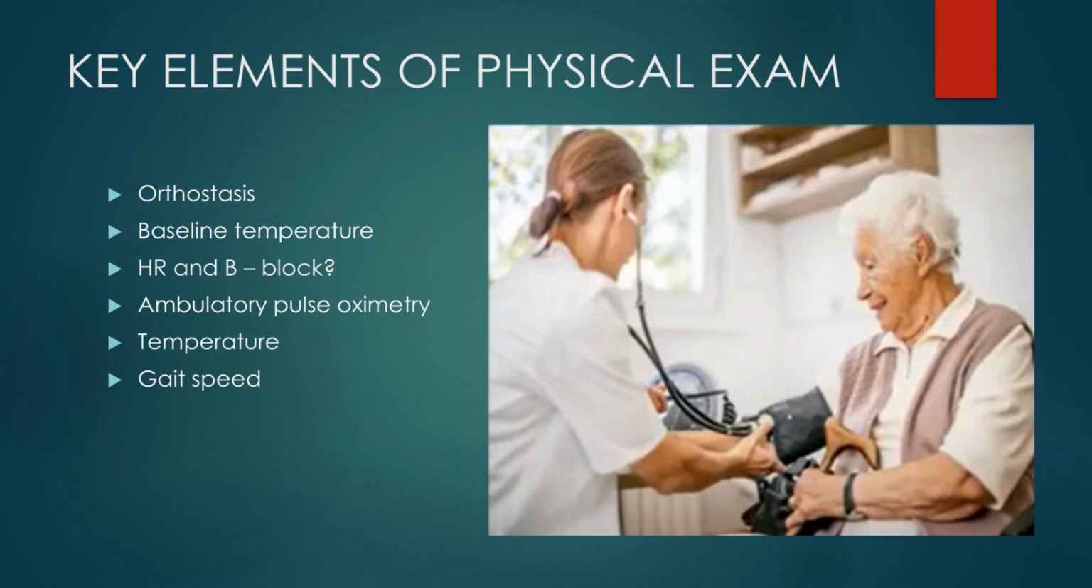We also want to use a 50-foot walk to test ambulatory pulse oximetry. A lot of times individuals will get short-winded and you'll find out that they desaturate their oxygen levels as a consequence of walking. We talked about temperature, and then gait speed is another key element of the physical exam. As we mentioned earlier, anybody that ambulates less than 1 meter per second with usual walking speed is considered at risk for falls, future cognitive impairment, and hospitalization.